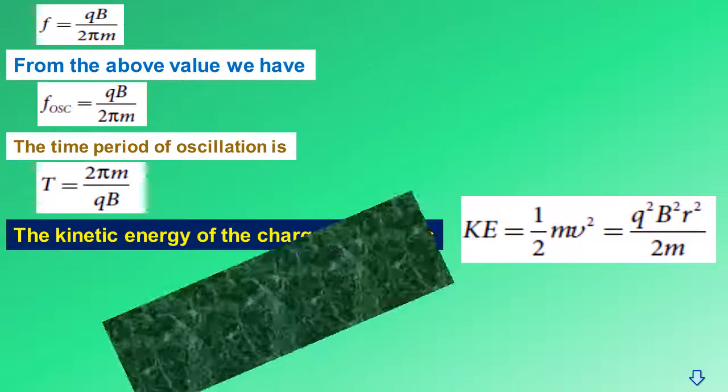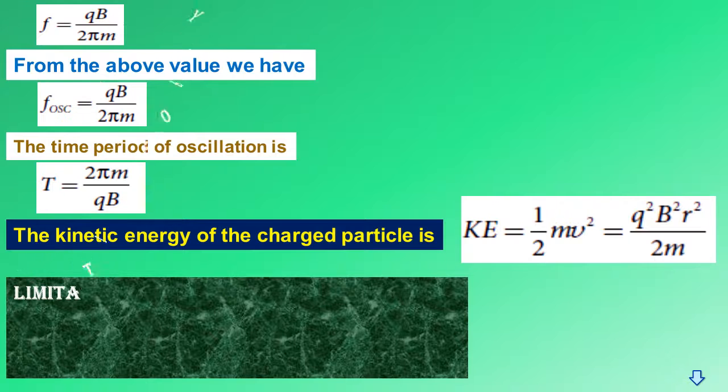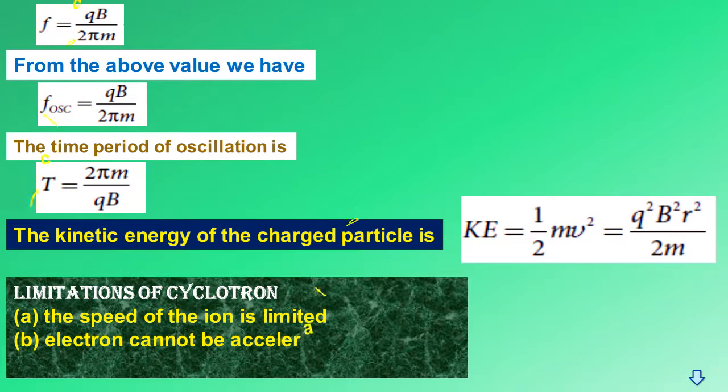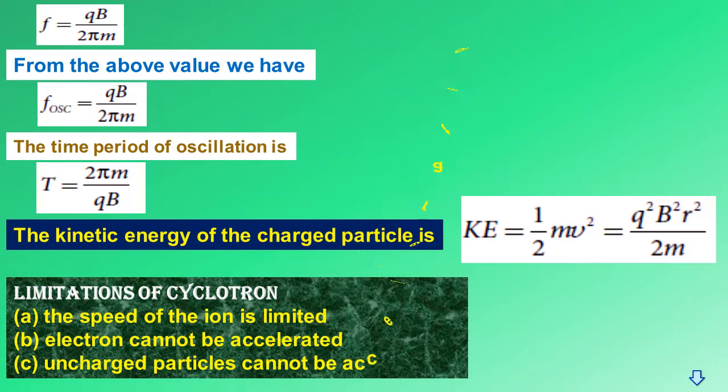Students, even though the cyclotron is used to get high energy acceleration, or it works as a high energy accelerator, this cyclotron has some limitations. Let me explain the limitations of cyclotron. The speed of the ion is limited. Second point, electron cannot be accelerated. Third point, uncharged particles cannot be accelerated using this cyclotron equipment.